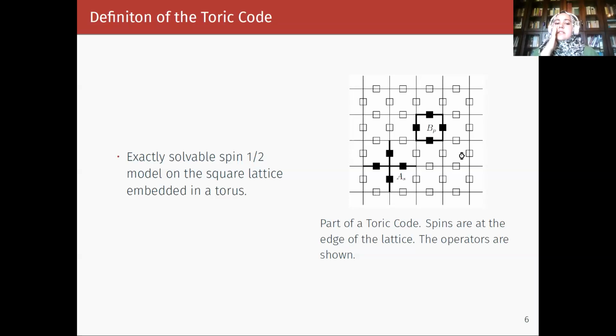Toric code is an exactly solvable spin 1/2 model on the square lattice, and this lattice is embedded in a torus with genus 1. And as you can see in the figure, in my toric code, the spins are located on the edges of the lattice.